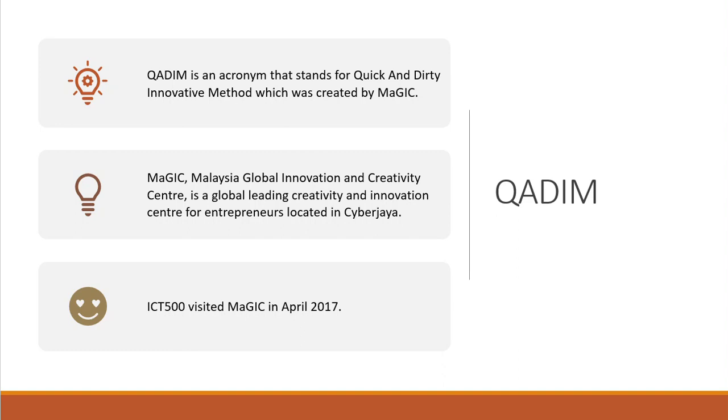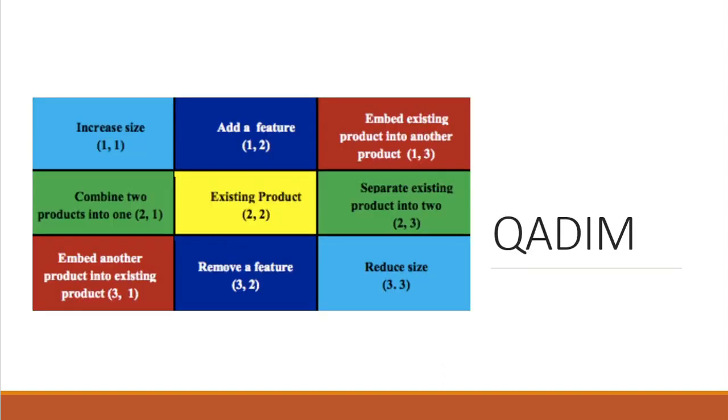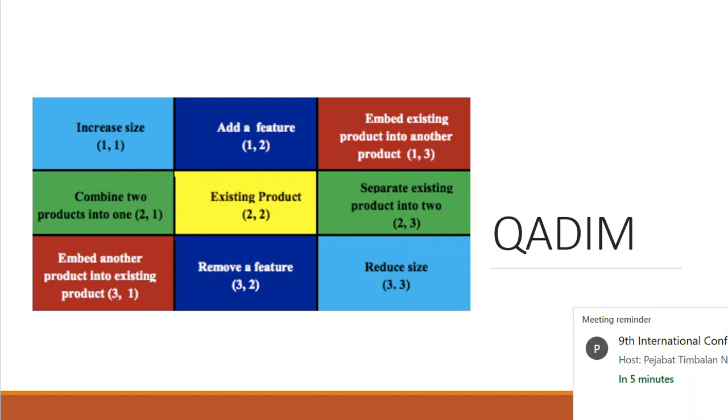Okay. So what is KADIM? Let's look at this approach. This one also to get a creative idea. So if you look at this KADIM approach, we have 9 cells, ada 9 cell kan. Okay. What does it mean by the numbers in brackets: 1-1, 1-2, 1-3, 2-1, 2-2, 2-3, 3-1, 3-2, 3-3? The numbers actually represent the cell itself.